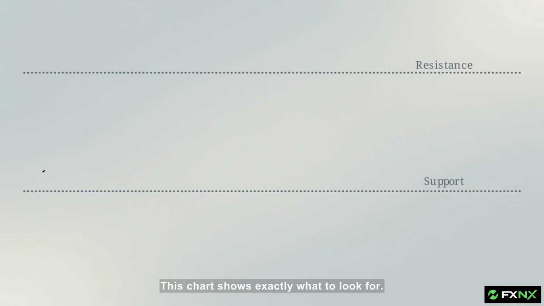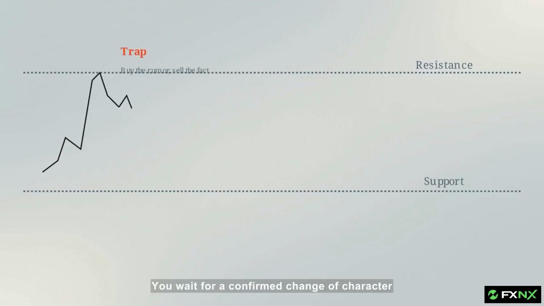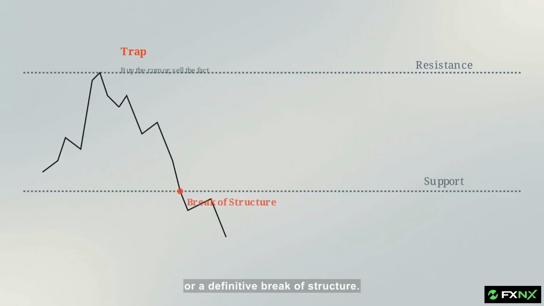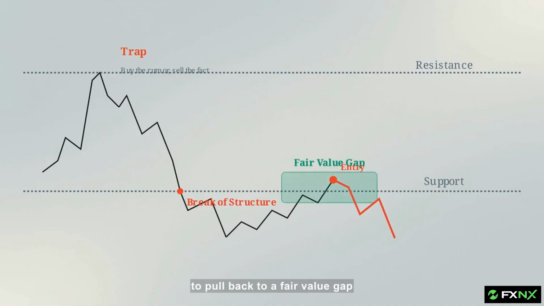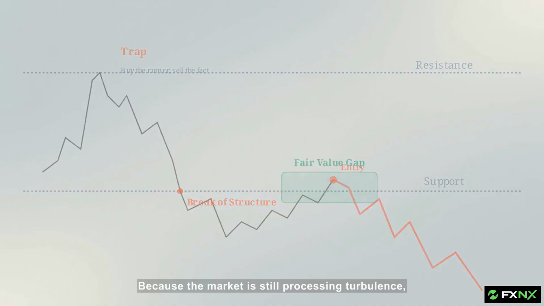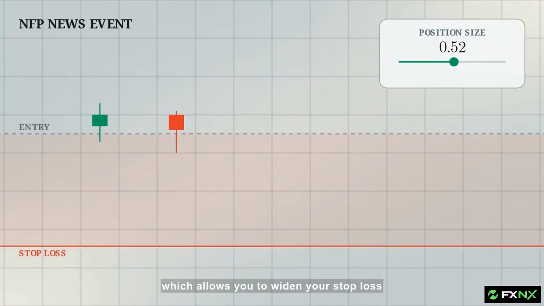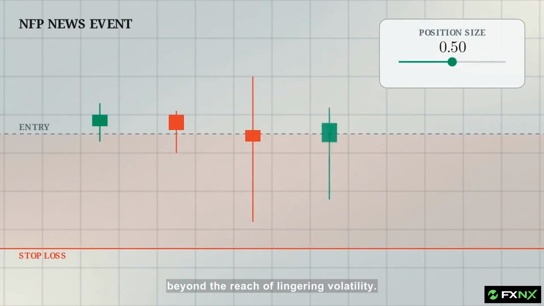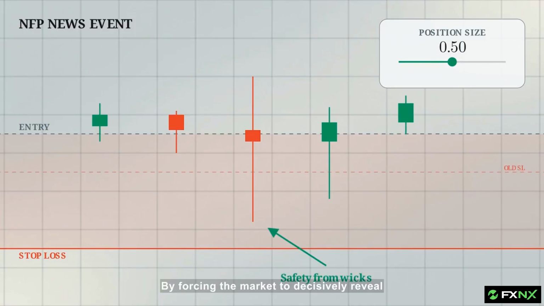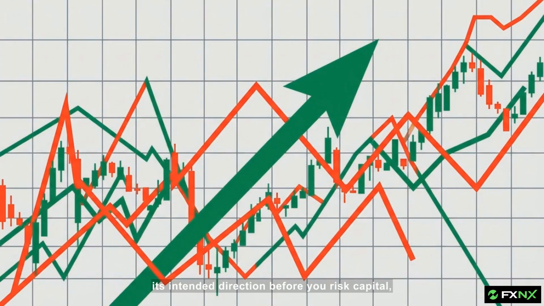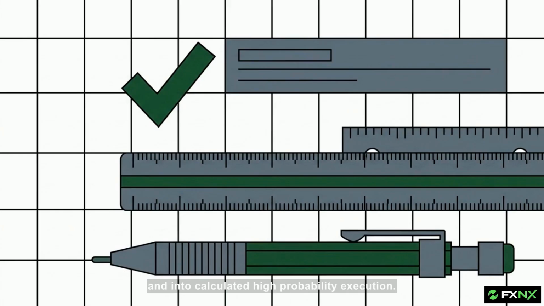This chart shows exactly what to look for. You wait for a confirmed change of character or a definitive break of structure. Once proven, you patiently wait for the price to pull back to a fair value gap before entering. Because the market is still processing turbulence, you have to adjust your risk. You cut your standard position size in half, which allows you to widen your stop loss safely beyond the reach of lingering volatility. By forcing the market to decisively reveal its intended direction before you risk capital, you move your strategy away from gambling and into calculated, high-probability execution.